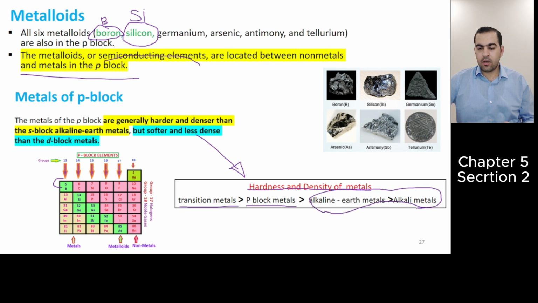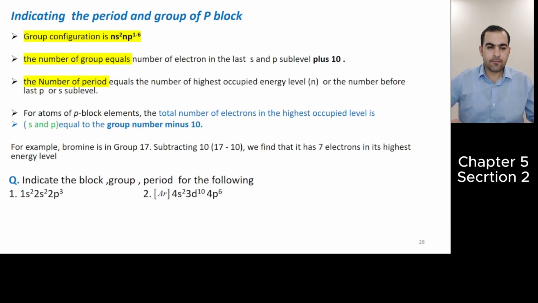This is S block. Alkaline earth metals, group 2, are harder, denser than alkali metals, group 1. Alkali metals are the less dense metals. The hardest metals, what are they? Transition metals. Okay. Indicating period and group for P block. The group configuration is ns2 np1 to 6. This is the group configuration that we can recognize them by.